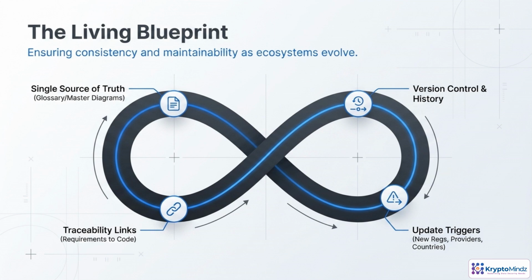Treat your architecture documentation as a living blueprint. Start by anchoring everything to a single source of truth. One glossary, one component catalog, one set of master diagrams reused everywhere. Then treat changes like code, version them, and record why decisions changed. Maintain traceability from requirements to components to controls and evidence. And define owners and clear triggers so updates happen whenever regulations, countries, or providers change.